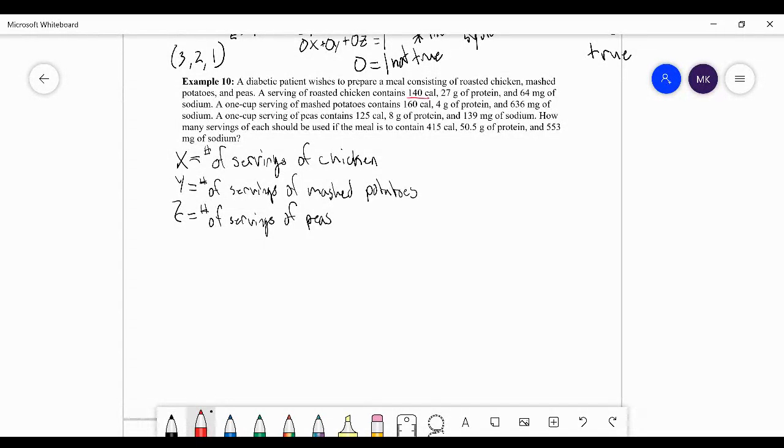So there's 140 calories in the chicken. So we are going to have 140 times X. So for every one serving of chicken, we have 140 calories. There are 160 calories in the potatoes. So we're going to add 160 times Y. And there's 125 calories in a serving of peas. So we're going to add 125Z. Remember, we needed to have a total of 415 calories.